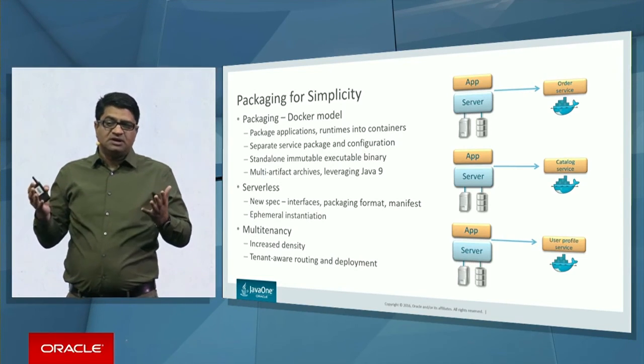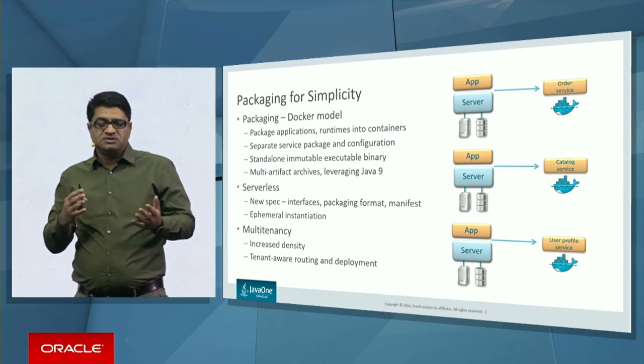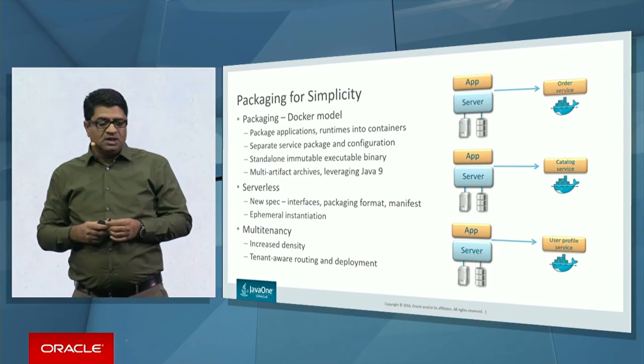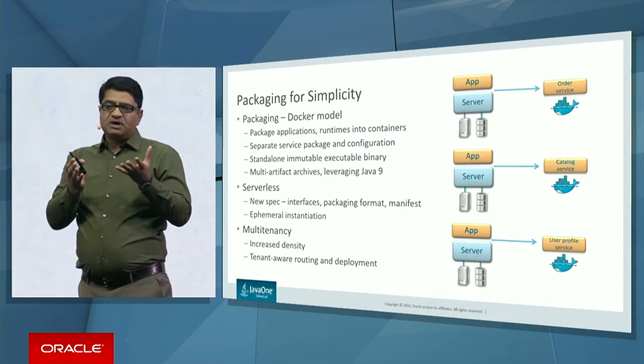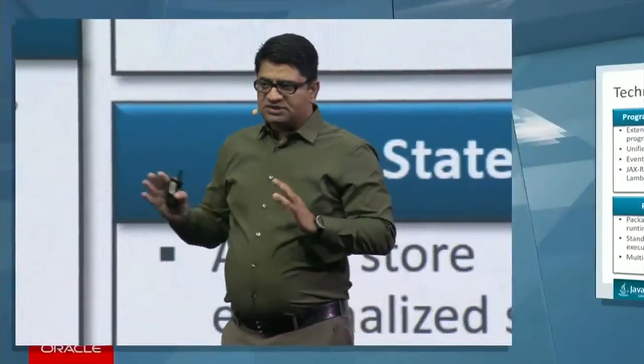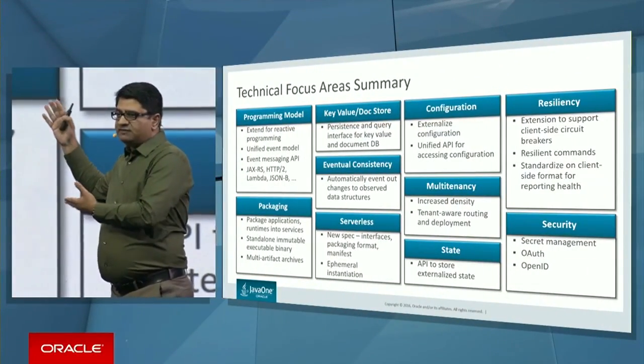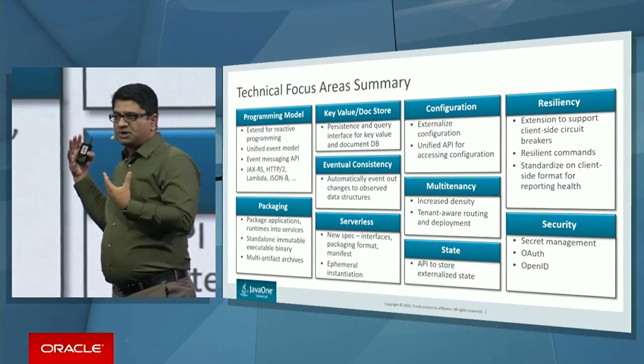You can do it at the container level, or you can do it at the VM level. It depends on how much density you really want. So all we want here is to be able to have a notion of tenant ID in the system and a unified way of propagating that tenant ID throughout the system. So this slide is just a recap of the focus areas that I just talked about.